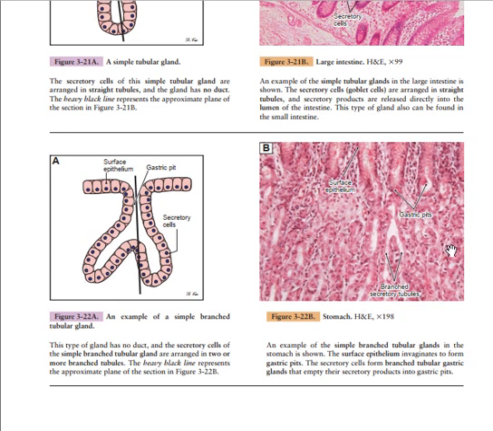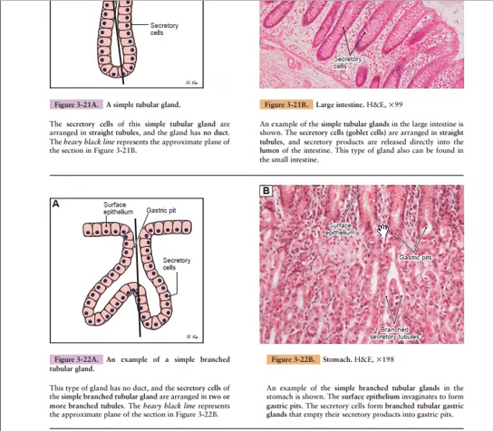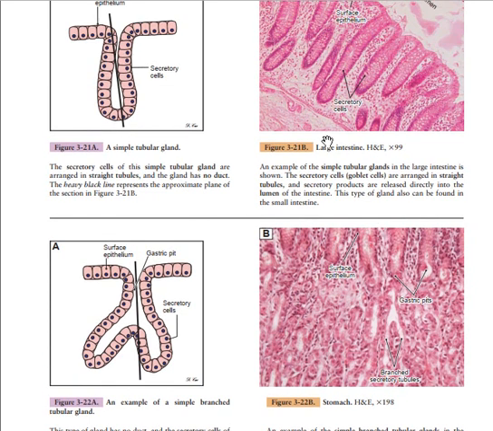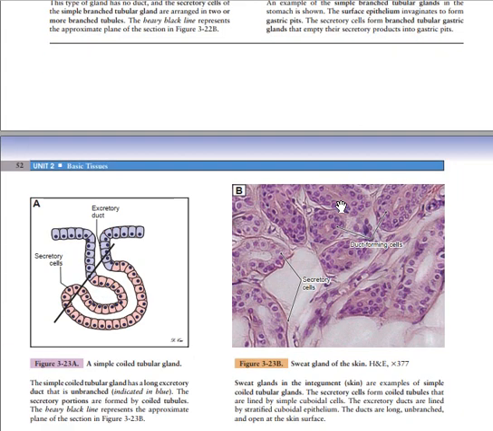Now this is the histological representation of a simple branched tubular gland, where you have this and this. Here it is located in the gastric pit, in the stomach. So this is a gland located in the stomach. This gland is located in the large intestine.